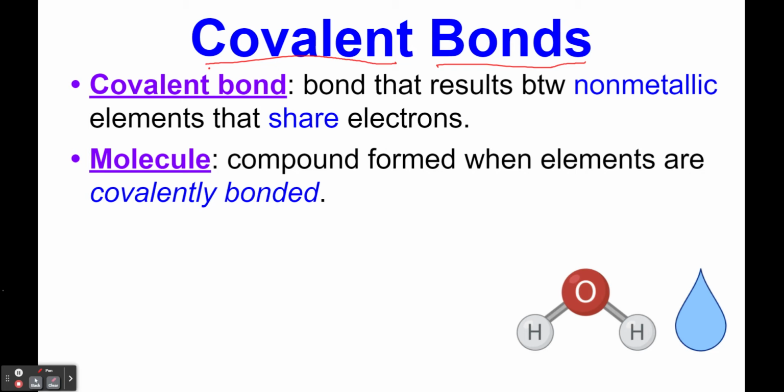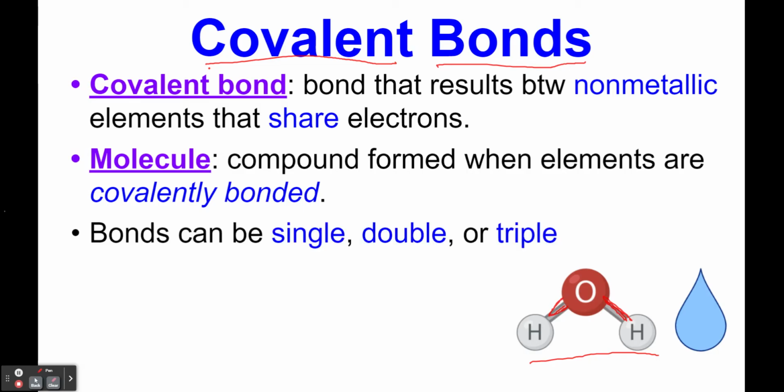So the term we use for a covalent compound is molecule. If it's a compound, so two or more different elements bound together covalently, we call it a molecule. Water would be an example of a molecule. We've got two hydrogens and an oxygen. Those are all nonmetals. These are covalent bonds that we see here that are holding these things together. So we call it a molecule. These covalent bonds can be single, double, or triple.